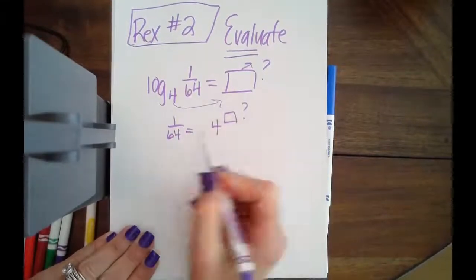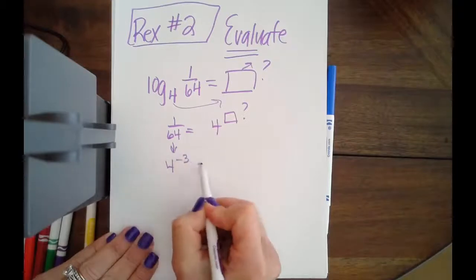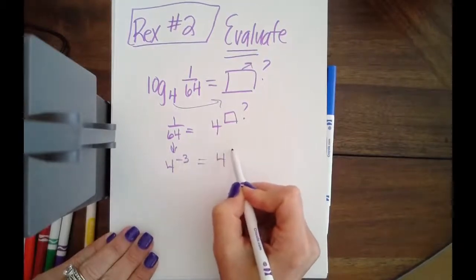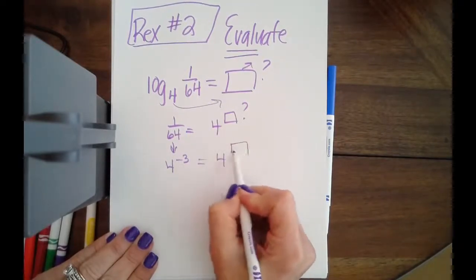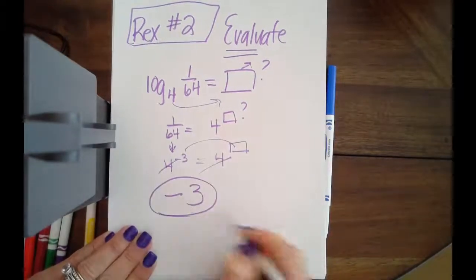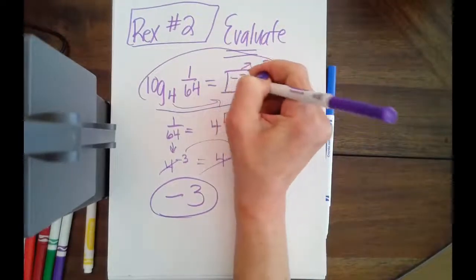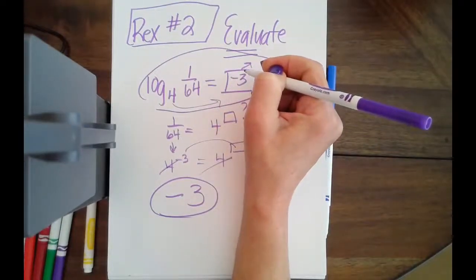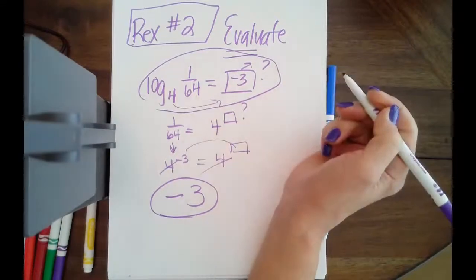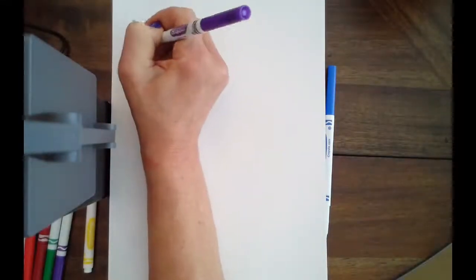Then you could say I know that this is equivalent to 4 to the -3, equal to 4 to the blank. Because the bases are the same, the evaluation of this statement is going to be -3, because 4 to the -3 power gives you 1/64. All right, let's try another one. Now remember, you can pause and rewind these. That's the beauty of these.